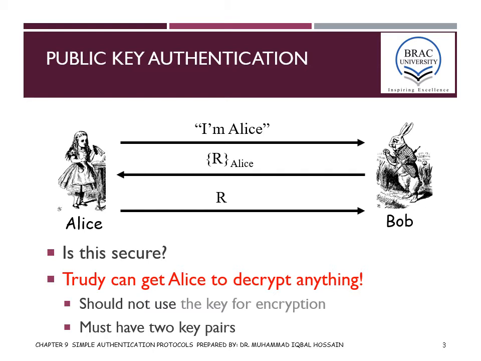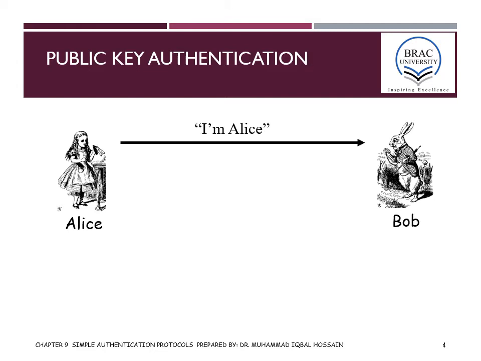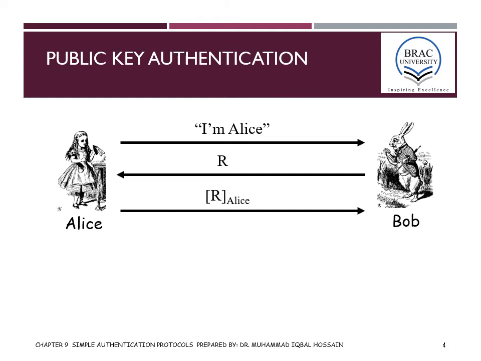Okay, so let's think. Again Alice sends a message to Bob. Bob sends a challenge R to Alice, and Alice signs it with her private key and sends it to Bob. Bob has Alice's public key, right? So Bob will decrypt it with Alice's public key, and he will get R. He will compare this R and this R. If these two are the same, that means this is Alice, or Alice sent it.